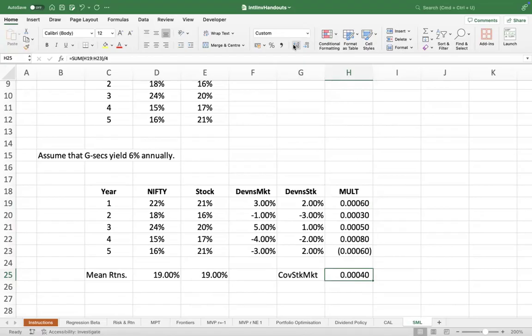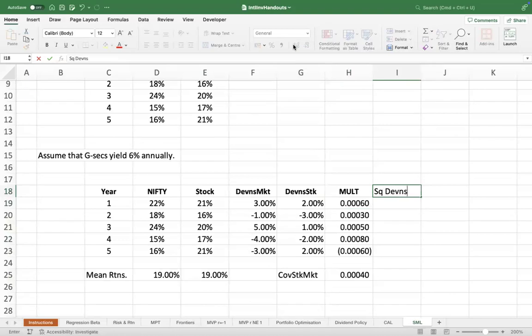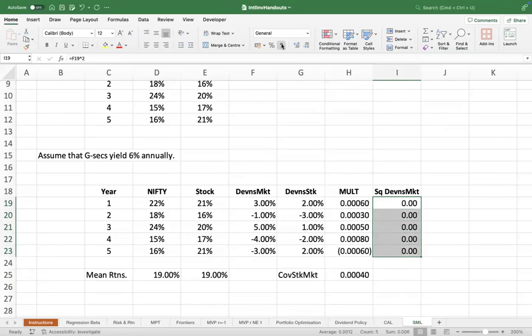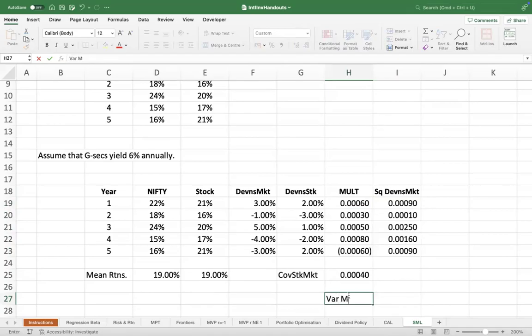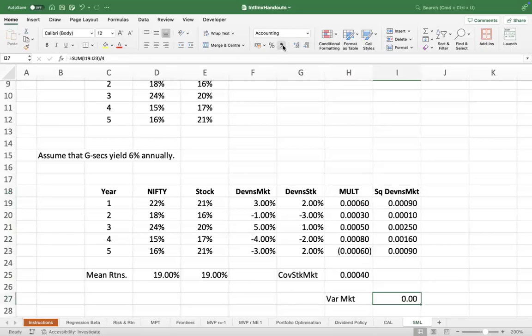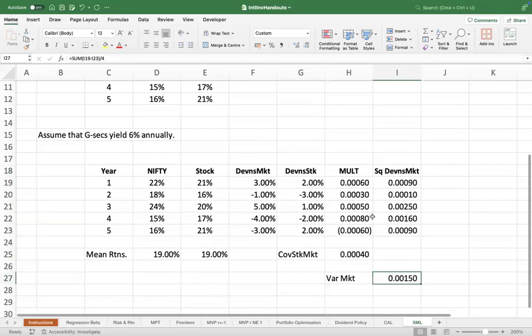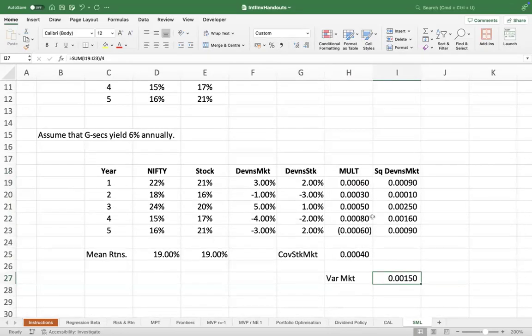Then you have the variance in the market. For variance in the market, we will take the square of the deviations for the market. So take each deviation of the market and square it up. Do that for all. And that should give you your variance in the market, which is the summation of the squared deviations around the mean, divided by n minus 1, which is 0.00150.